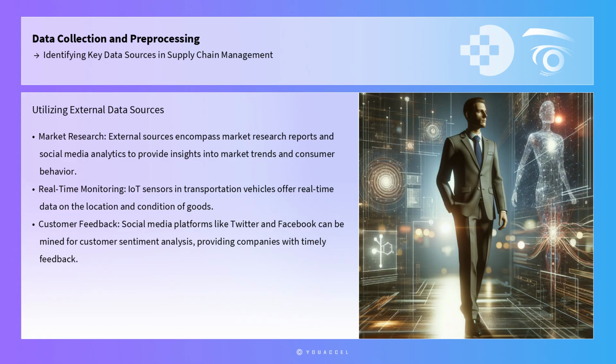External sources, on the other hand, encompass market research reports, social media analytics, supplier databases, and IoT devices. These sources provide insights into market trends, consumer behavior, and supply chain disruptions. For example, IoT sensors installed in transportation vehicles can offer real-time data on the location and condition of goods, enabling companies to monitor their supply chain more effectively.